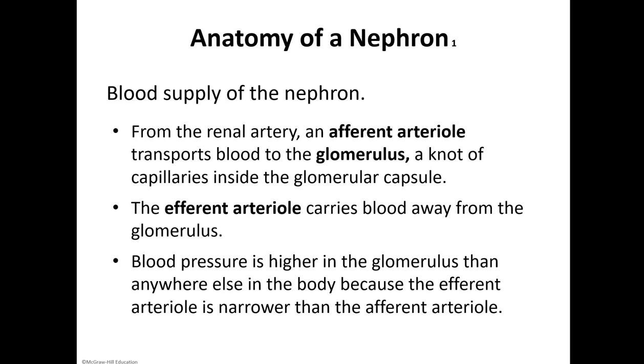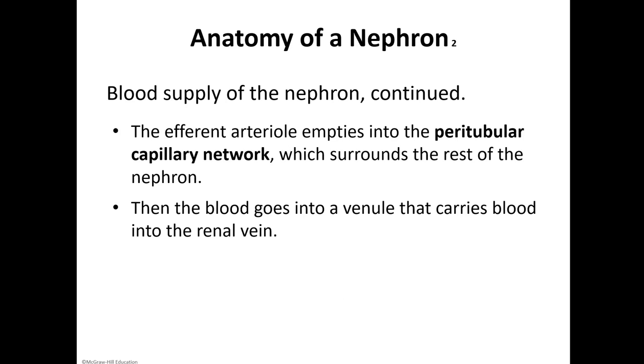Each nephron has its own blood supply. The afferent arteriole approaches the glomerular capsule and divides to become the glomerulus, a capillary knot. The permeability of the glomerular capsule allows small molecules to enter the capsule from the glomerulus, and the efferent arteriole leaves the capsule and immediately branches into the peritubular capillaries. Blood pressure is higher in the glomerulus than anywhere else in the body because the efferent arteriole is narrower than the afferent arteriole. Then the blood goes into the venule that carries blood into the renal vein.